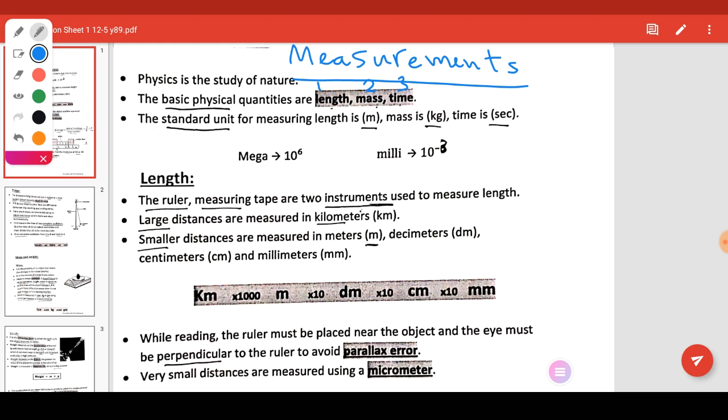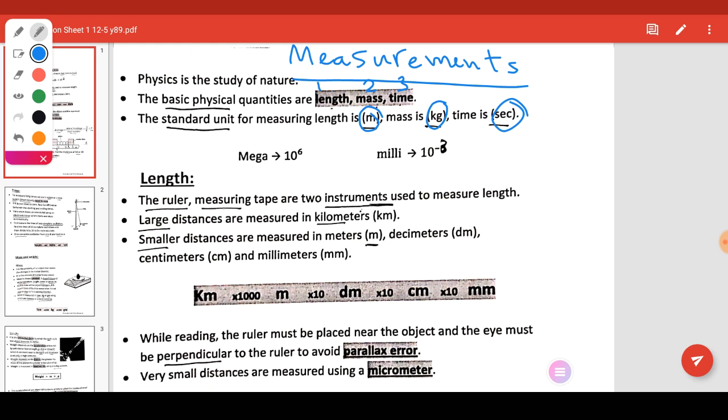The standard unit for mass is called kilogram, for length is called meter, for time is called second. This is the international unit. There is another unit for length, for example centimeter, millimeter, but the international unit is called meter.